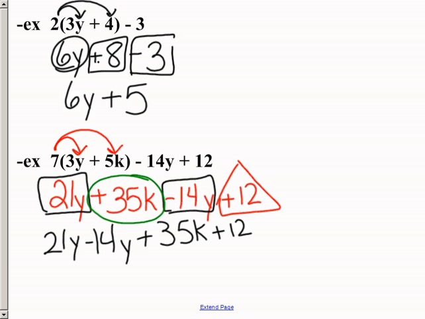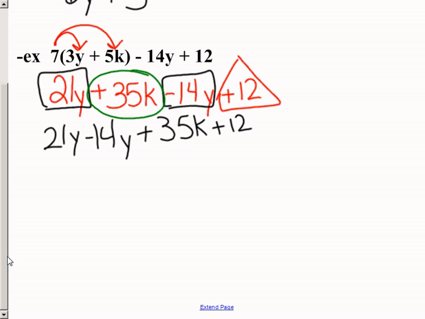And so when we look there at our like terms, we're going to end up with 21y minus 14y leaves us 7y. And then I can't combine any of the rest of it, so I just bring it down. Plus 35k plus 12. Now, one more example I forgot I needed to show you. What if I have something that has an exponent?